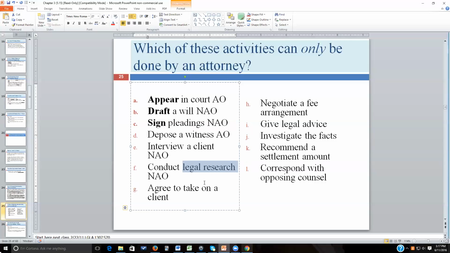There will be a question on the test covering this concept, so be sure you understand that when the paralegal is showing the document to the attorney for his or her approval, then that's perfectly appropriate.